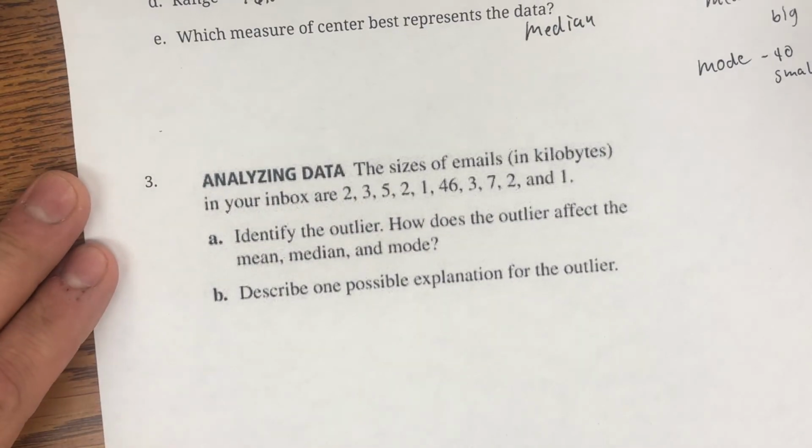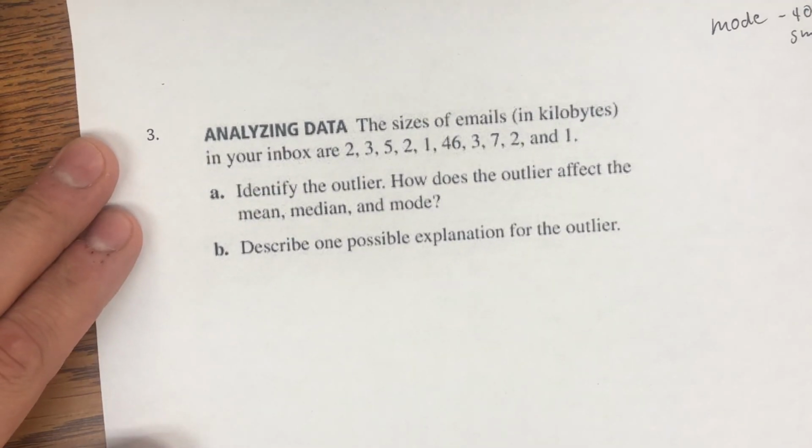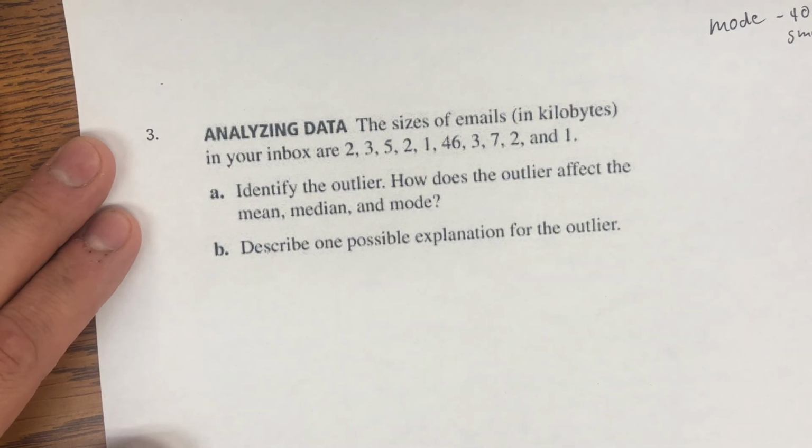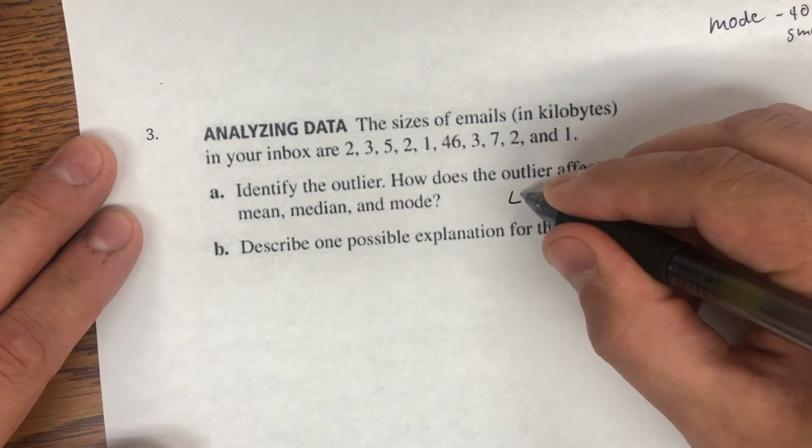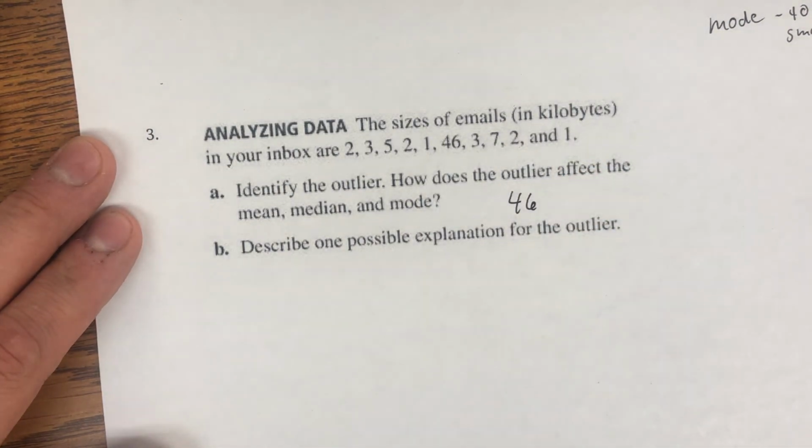And our last one says, we're looking at the size of emails in kilobytes. We have a 2, 3, 5, 2, 1, 46, 3, 7, 2, and 1. It says identify the outlier. 46 is definitely the largest one. And it says, how does that affect the mean, the median, and the mode?